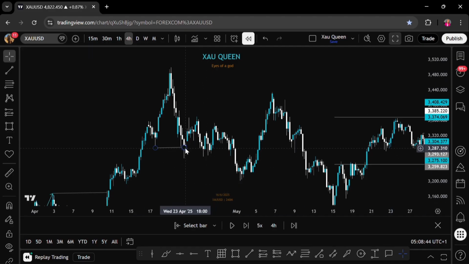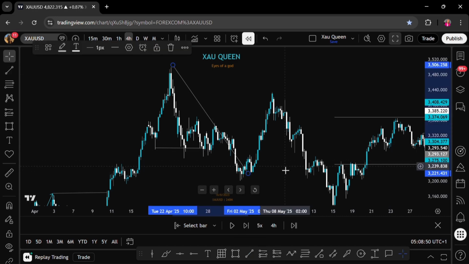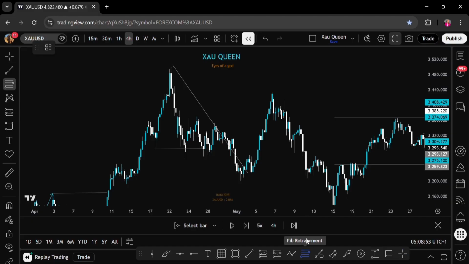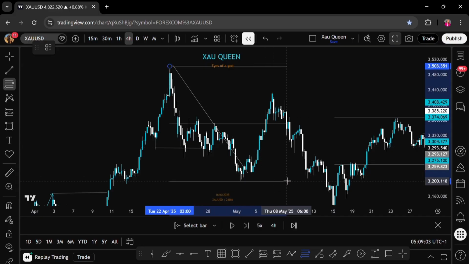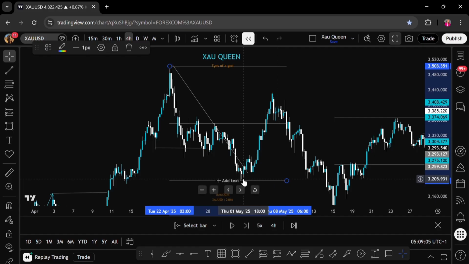We can see that it was with this body close. We can see that this is our impulsive move. So for the correction, what do we do? We take our fib. Now we are doing it from the top. If we are selling from the premium, we want to sell in premium, we are doing it from top to bottom. Remember, if we are buying, we are buying from bottom to top.